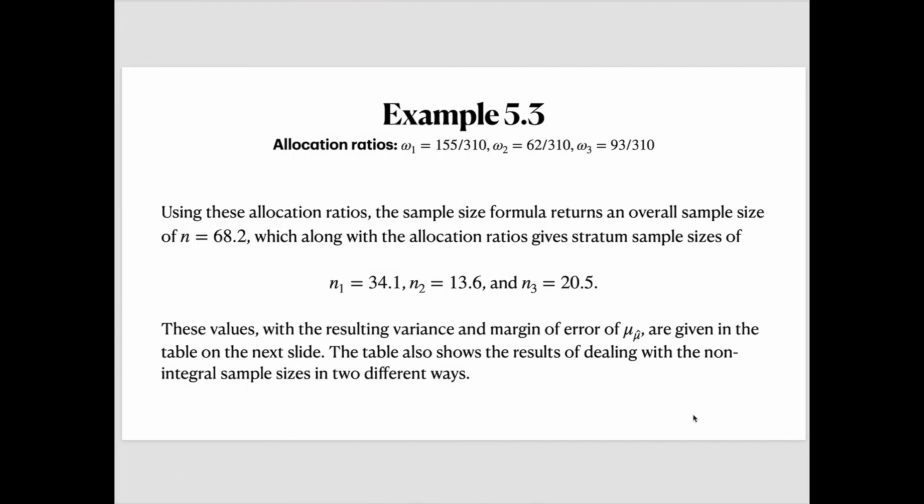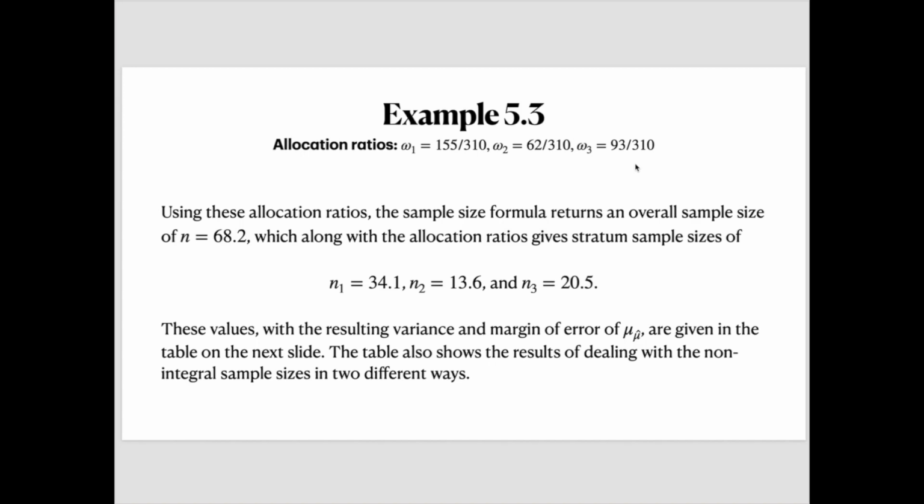Okay, now let's look at the second scenario, where the allocation ratios are equal to the proportion of the population size for each of the 3 strata. So omega 1 is equal to 155 over 310, which is 0.5. Omega 2 is 62 over 310, which is 0.2. And omega 3 is 93 over 310, which is 0.3.